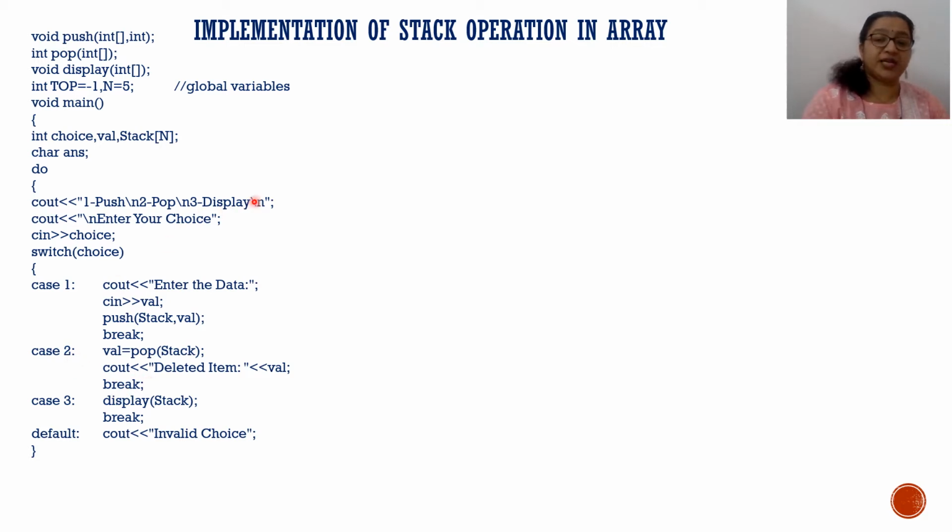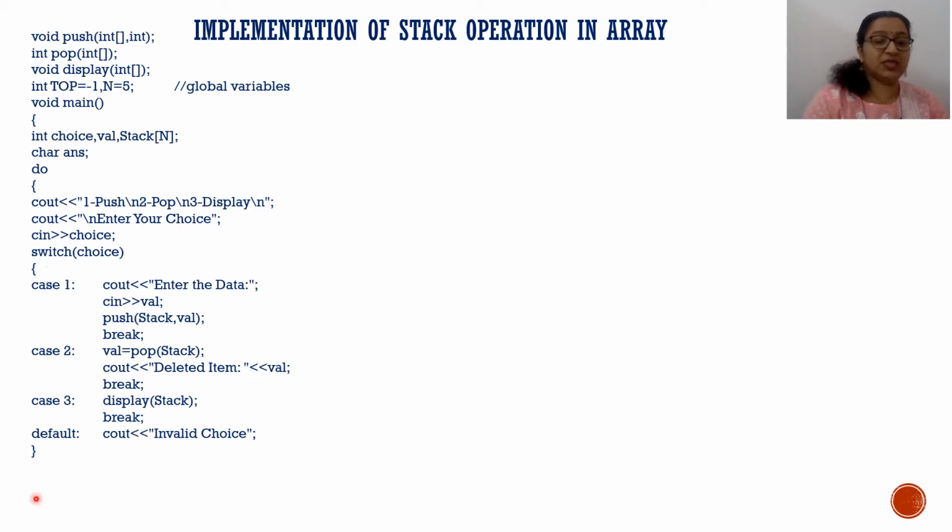Then if it is 3, 3 means display. Okay, to display all the details. So we are just calling the function display by passing the array. Then break. Then if it is the default case, cout invalid choice. If the user didn't enter 1, 2 or 3, we'll give a message as invalid choice.